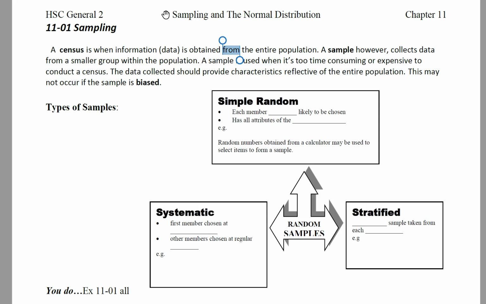The first three exercises really focus on sampling. So exercise 11.01 talks about the different types of sampling, and this is very good revision for the preliminary course where we started data statistics by talking about getting samples and the importance of the sample representing the entire population.